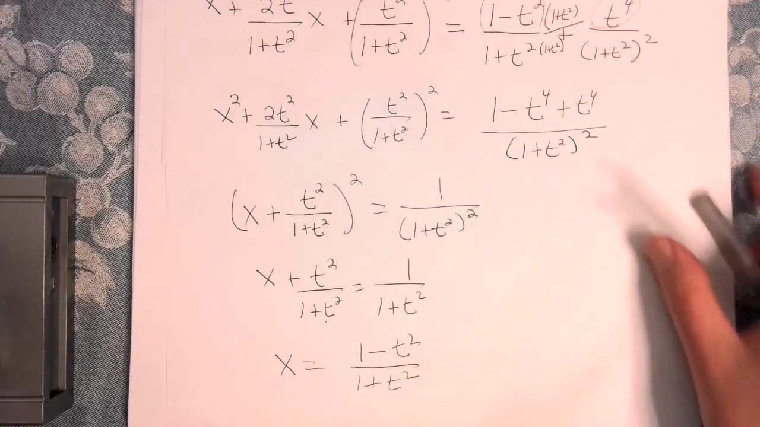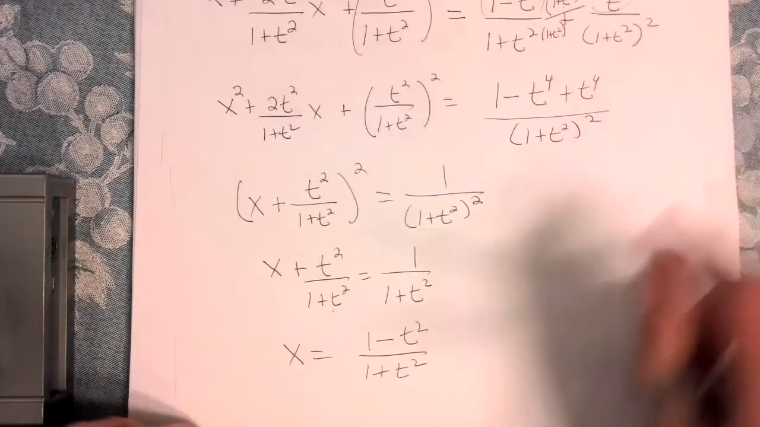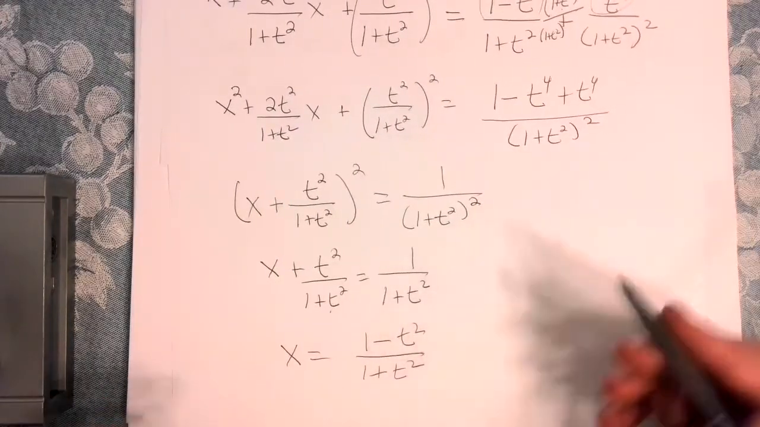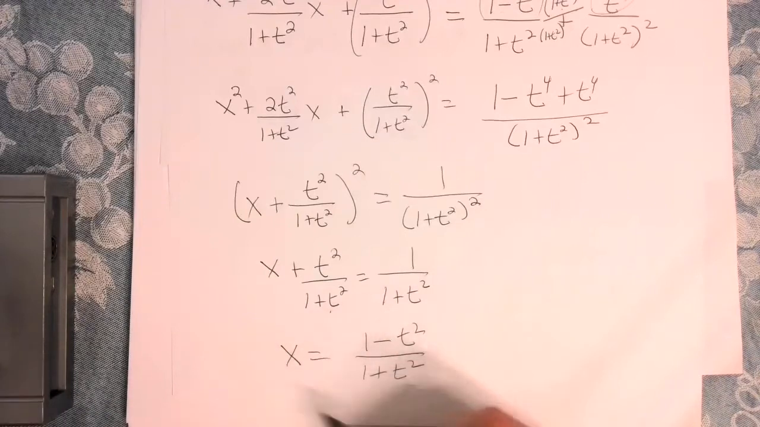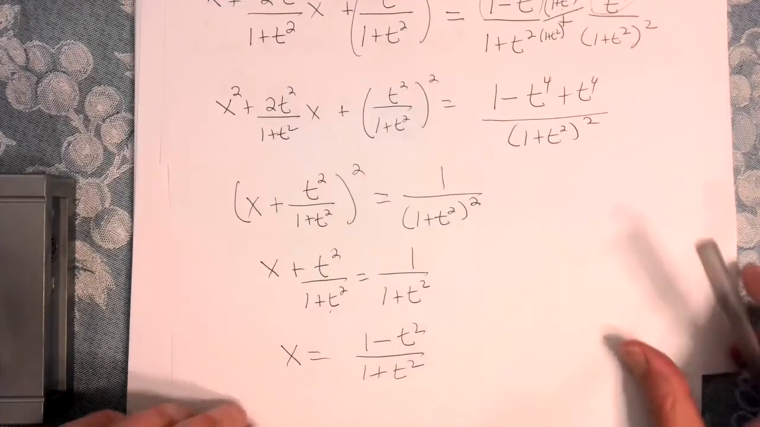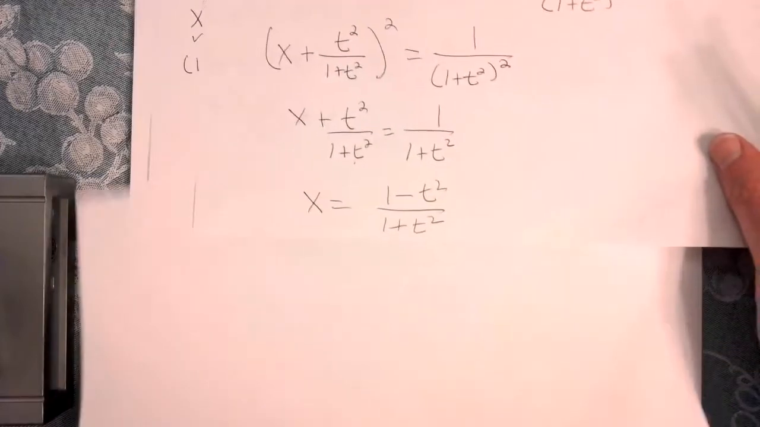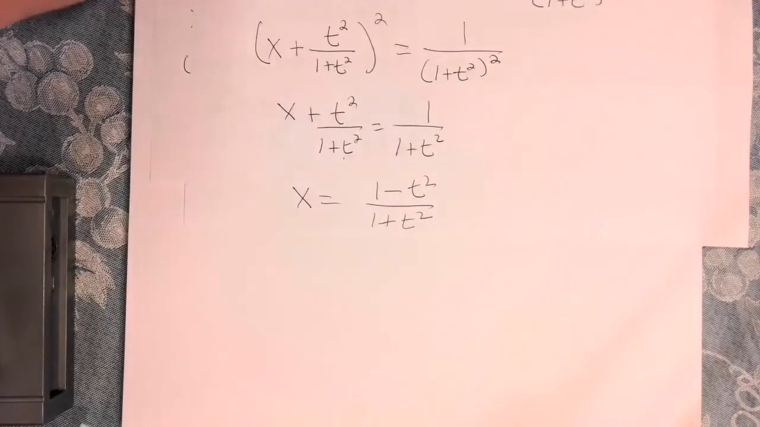And now we can actually use this to get a rational description of the y's. So our next goal is to essentially just plug this into x squared plus y squared equals 1 and solve for y. Okay, so that's our next goal. So let's see what that looks like.